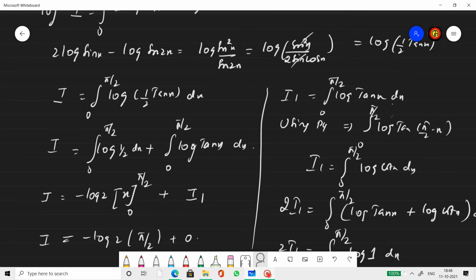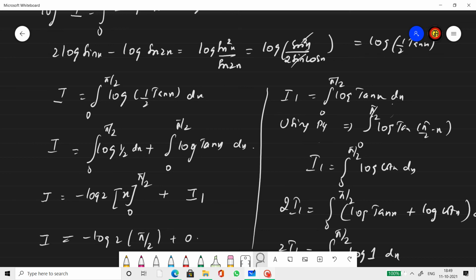Now this is in the form of log AB, which is log A plus log B, so log half. Either write log half as log 2 power minus 1 and take it out, or just take it out as log half itself. Then what we need to integrate is only dx, which is x, and you substitute the upper and lower limit. So this will result in pi by 2. Whereas this is log tan x, limit is 0 to pi by 2. So I like to take this as I1 and deal with it separately. So I1 is log tan x, 0 to pi by 2 integration.